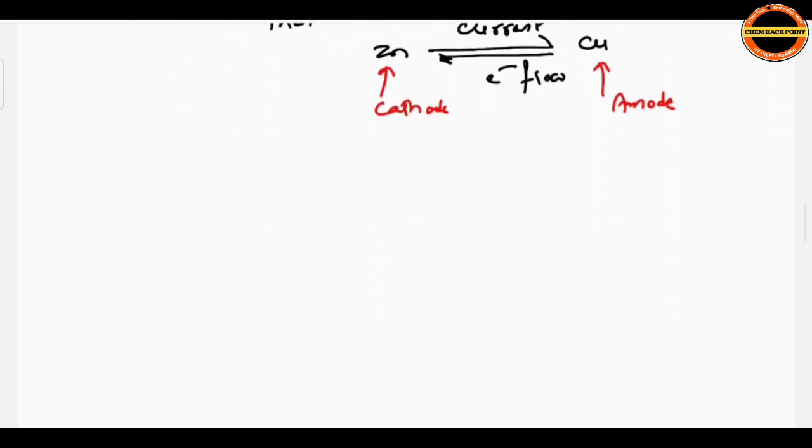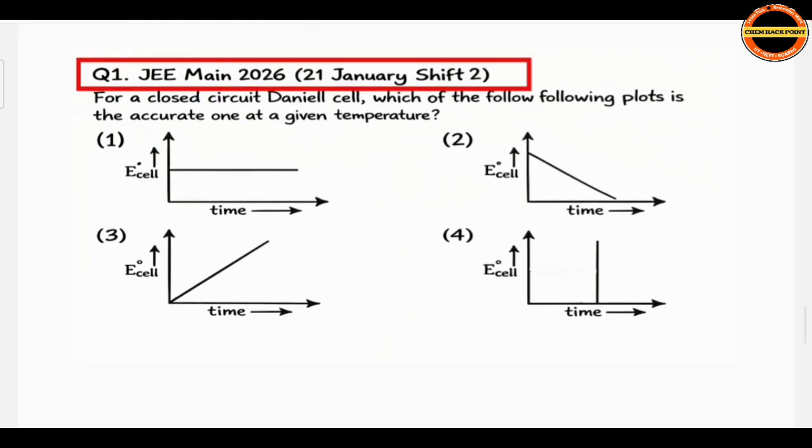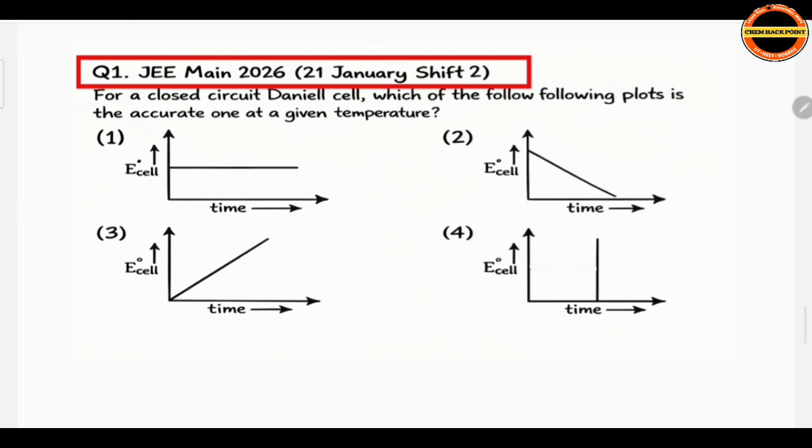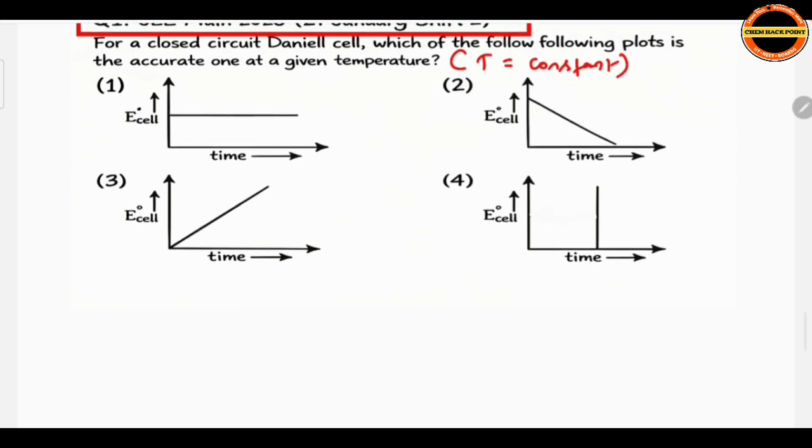Let us apply whatever we studied here in the JEE Mains 2026 recent question. For a closed circuit Daniell cell, which of the following plots are accurate at a given temperature? They mentioned at a given temperature, meaning here temperature is constant. Right? They gave here E naught cell, the standard cell potential.